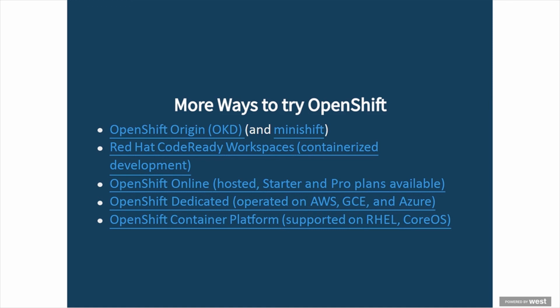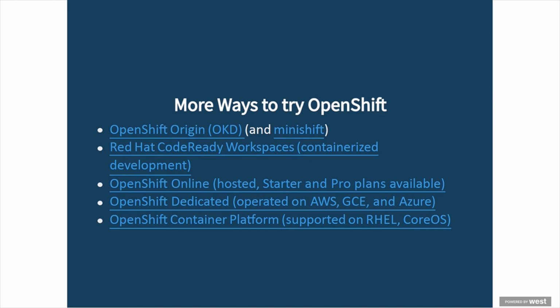For more ways to try OpenShift, there are OpenShift Origin or Minishift. Developers can try Red Hat CodeReady Workspaces for fully containerized development, including an IDE. OpenShift Online is an easy way to try OpenShift in a hosted manner using the starter or pro plans. OpenShift Dedicated is a way to have OpenShift operated by Red Hat and available on AWS, GCE, or Azure.